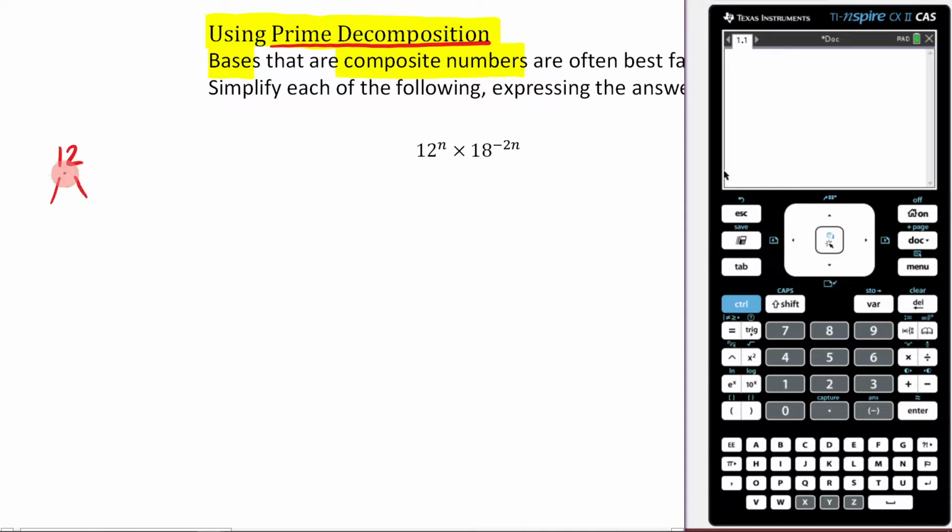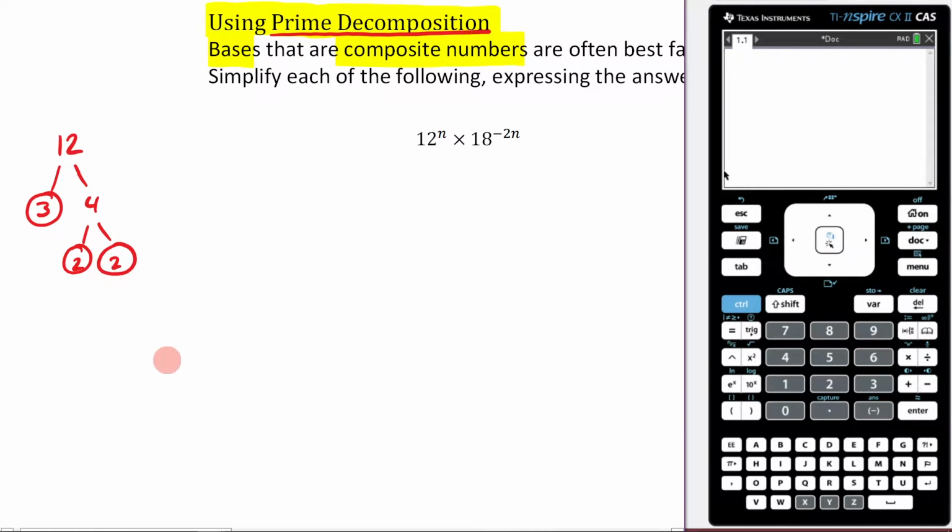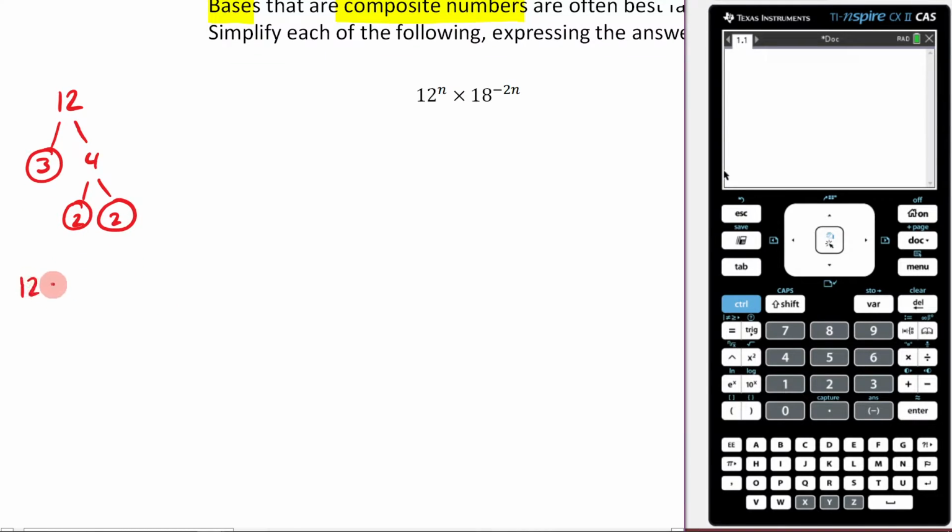So if I've got 12, what are two numbers that I can times together to get 12? Well, that's 3 and 4. Or you could do 6 and 2, whatever you like. And then 3 is a prime, so we can't break that down any further. But 4 can be broken down into 2 and 2. Now, each of those are primes, so they can't be broken down any further. So that means that 12 is equal to 3 times 2 times 2, which means 12 is going to be equal to 3 times 2 squared.